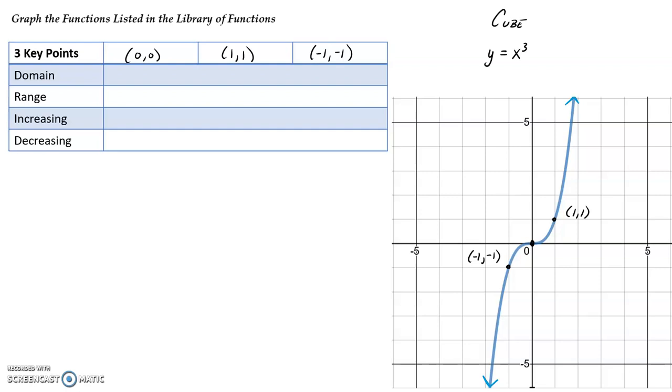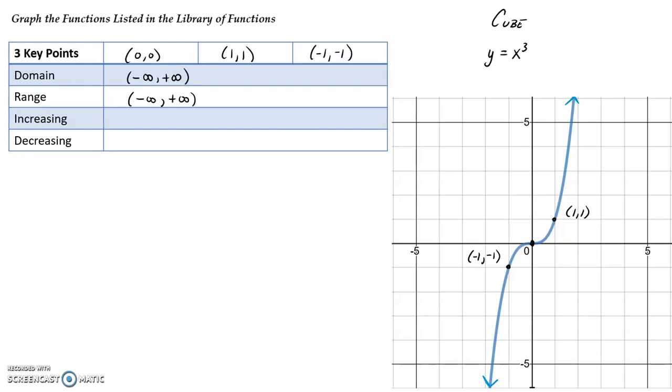Let's go ahead and take a look at the domain. We want to know how far left and right our graph is going. So this graph will be going left and right forever. So we've got from negative infinity to positive infinity. The range, how far up and down our graph is going. It's going to be going downward forever, so all the way to negative infinity. And it'll be going upward forever, all the way to positive infinity.